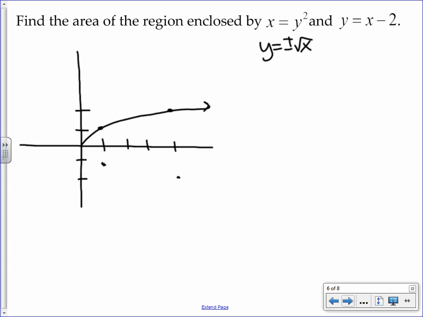Can you do antiderivatives of non-functions? Well, we need it to be in terms of x. So we need the square root of x and negative square root of x. So we have two functions drawn. And y equals x minus 2 would look like this. So you split them up into basically two separate functions. Yes.